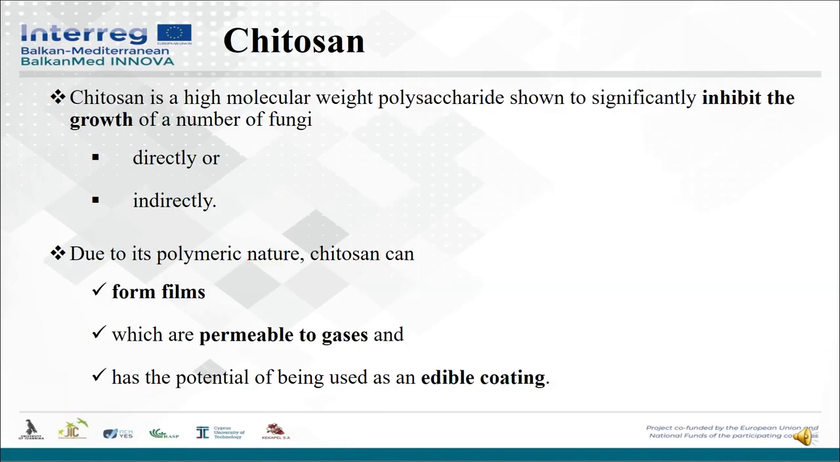Now let's consider chitosan, which is a high molecular weight polysaccharide, and it is shown to inhibit the growth of a number of fungi in a direct or indirect manner. In fact, due to its polymeric nature, chitosan can form films which are permeable to gases and has the potential of being used as an edible coating.